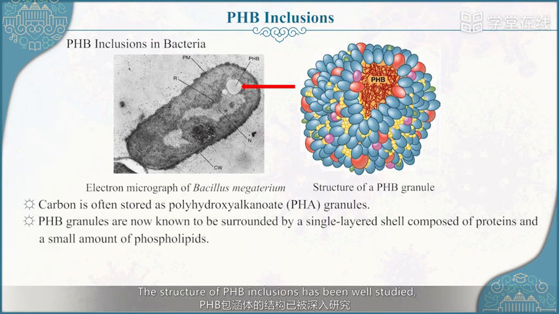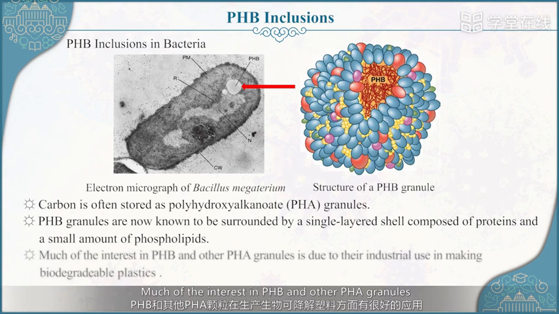poly-beta-hydroxybutyrate. The structure of PHB inclusions has been well studied, and PHB granules are now known to be surrounded by a single-layered shell composed of proteins and a small amount of phospholipids. Much of the interest in PHB and other PHA granules is due to their industrial use in making biodegradable plastics.